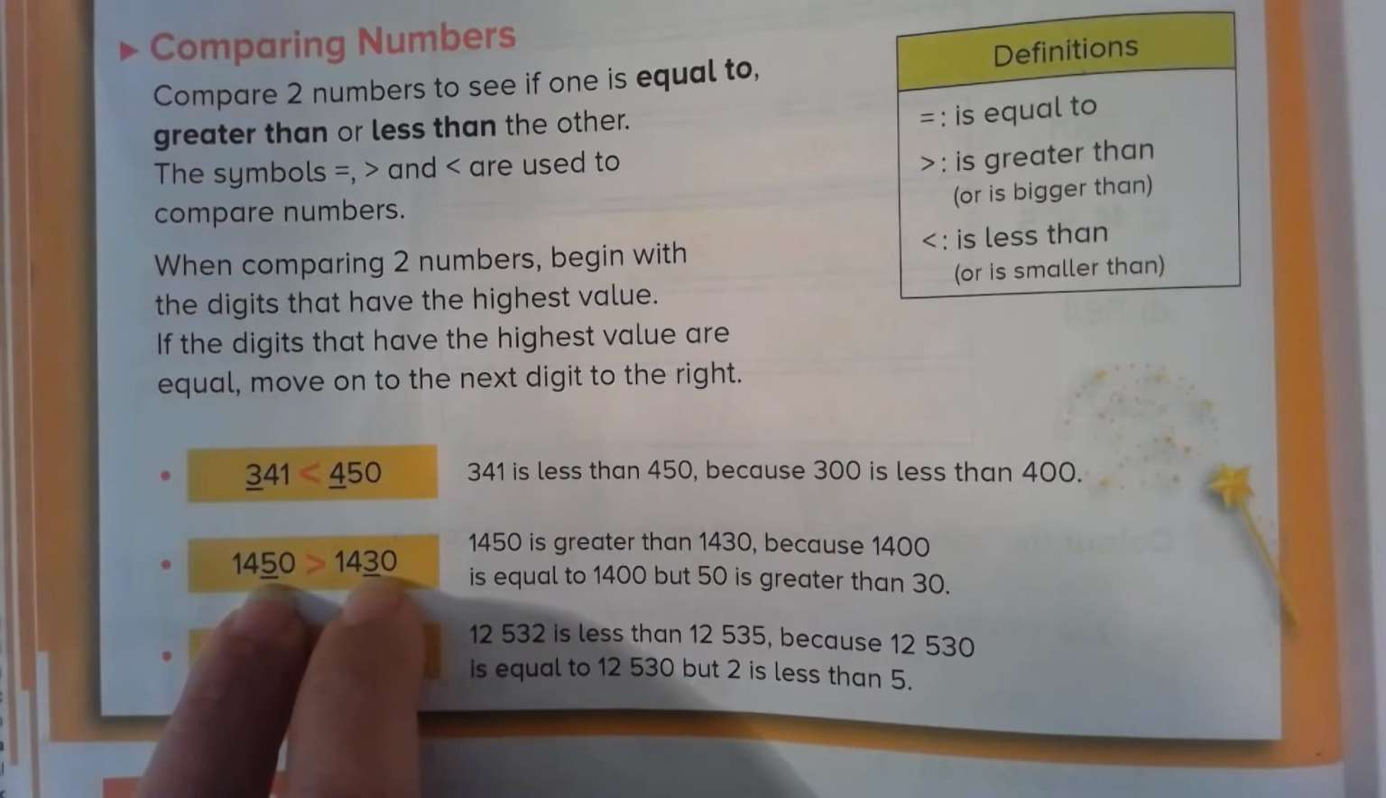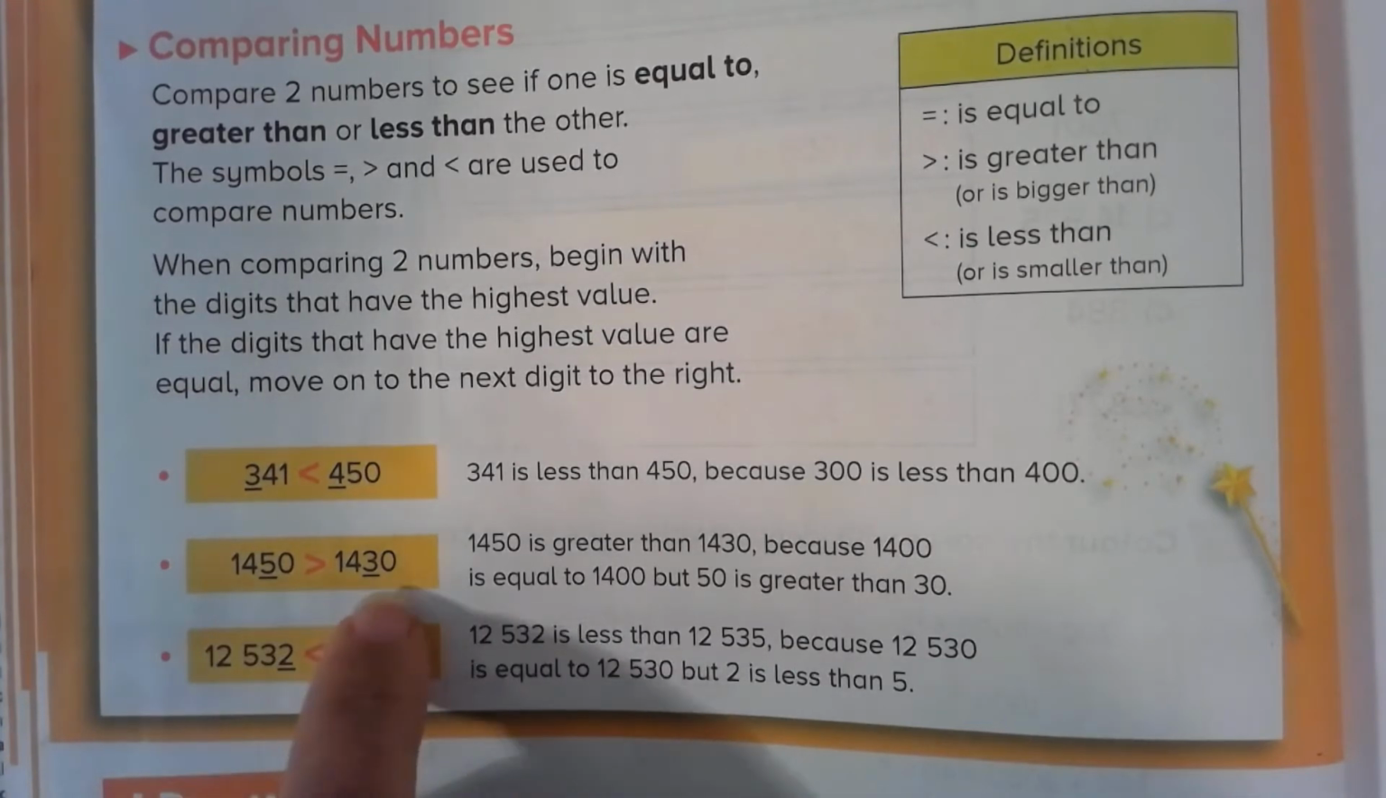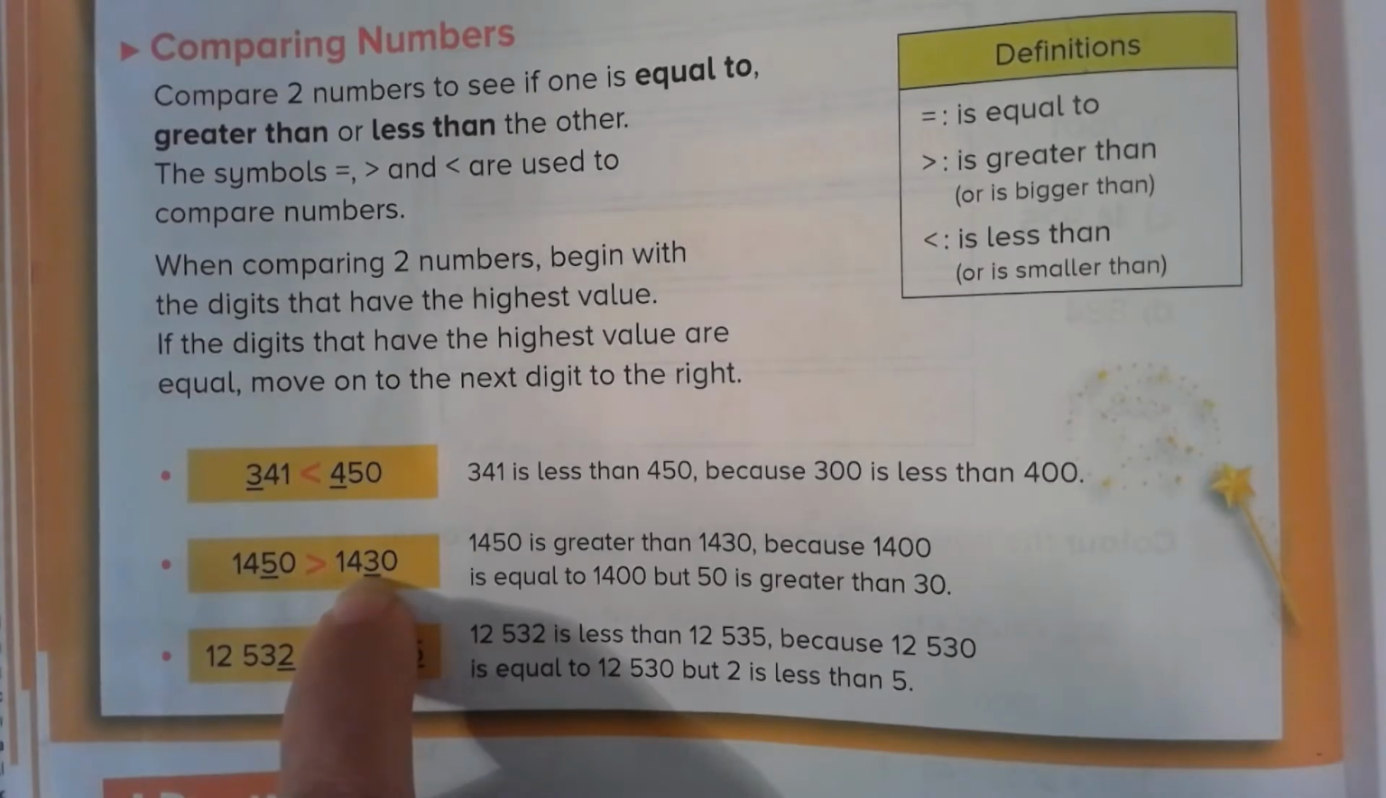Oh, look at that. In my tens column, I have a 5. But in 1,430, my tens column has a 3. So they have 2 different digits, because look, they both have a 0 in the ones. Okay, so which digit is higher? Raise your hand if you think the 5 digit is higher. Okay, it's worth 50. Now raise your hand if you think the 3 digit is higher than the 5.